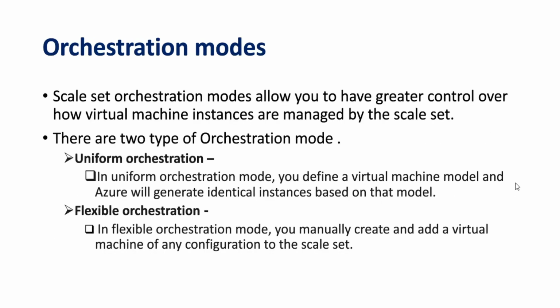Next, there is an important concept called orchestration mode. Scale set orchestration mode allows you to have greater control over how virtual machine instances are managed by the scale sets. There are 2 types of orchestration mode: uniform orchestration mode and flexible orchestration mode. In uniform orchestration mode, you define a virtual machine model and Azure will generate identical instances based on the model, like some kind of template we define here, and on that basis Azure will create a VM instance for you. And in flexible orchestration mode, you manually create and add virtual machines of any configuration to the scale set. So you have the flexibility to create your own VM configurations. This is called flexible orchestration mode.